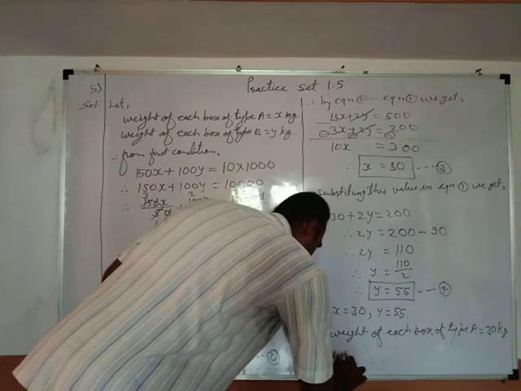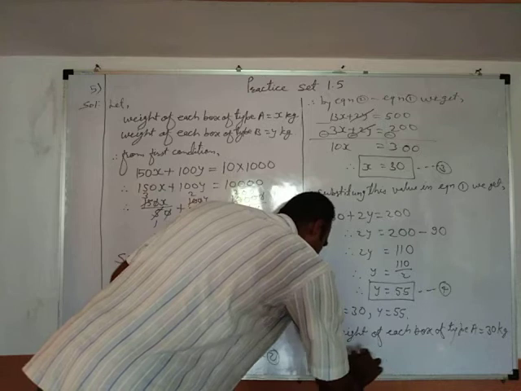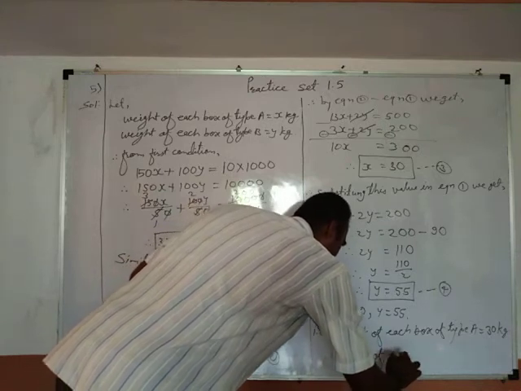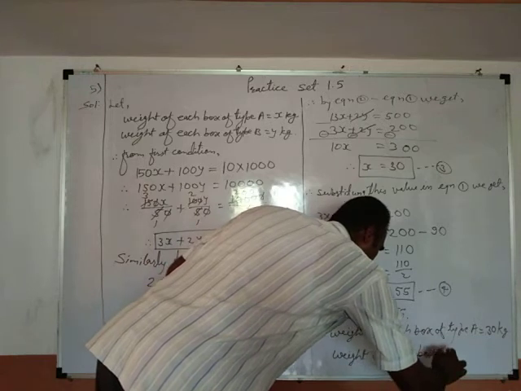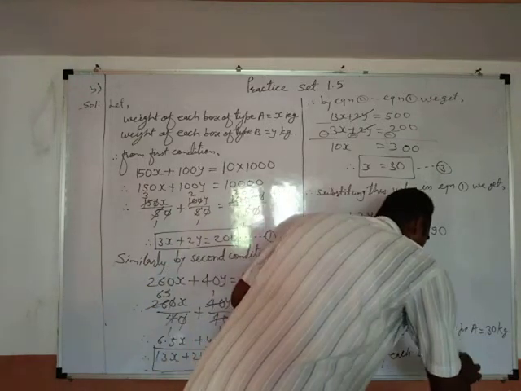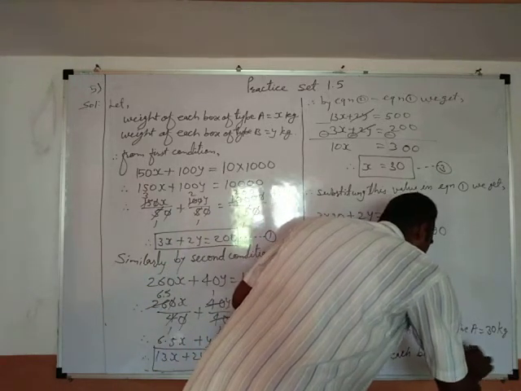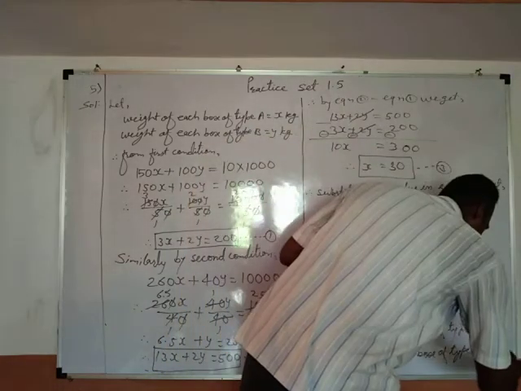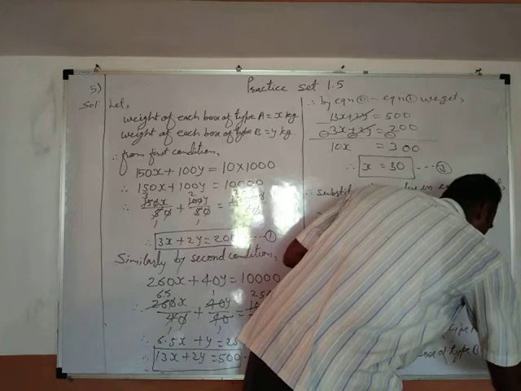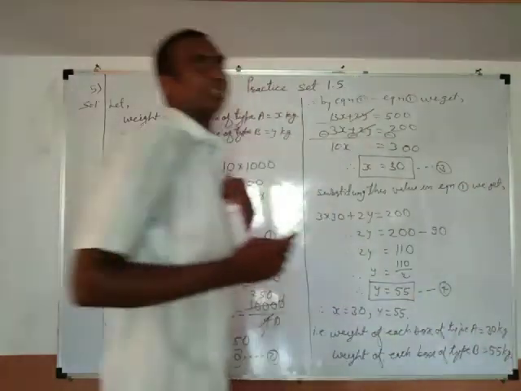Similarly, the weight of each box of type B equals y kg, and the value of y is 55. That's why it will be 55 kg.